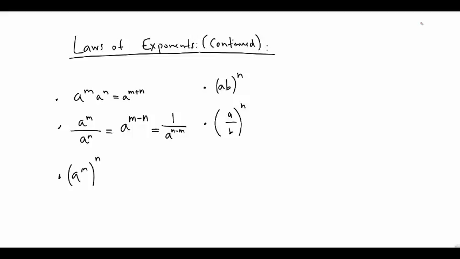Here, a power to another power is equal to a to the exponent m times n. We multiply the exponents. Here, the power of a product is equal to the product of the powers. And a power of a quotient equals the quotient of the powers. Here we need b non-zero. Now let's do an example.